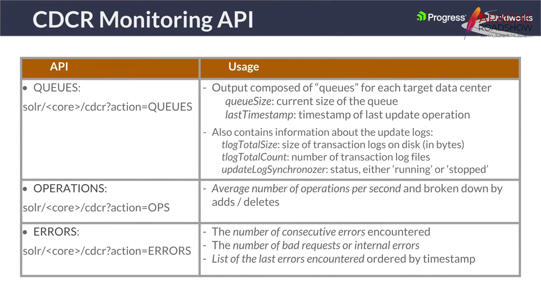We have the last one, the errors API, which will provide information about the consecutive errors and the cumulative errors occurring at a particular target. It will also provide information about any bad requests or internal errors happening at a target, so that you can stop the CDCR process and do a basic diagnosis on that respective target cluster.